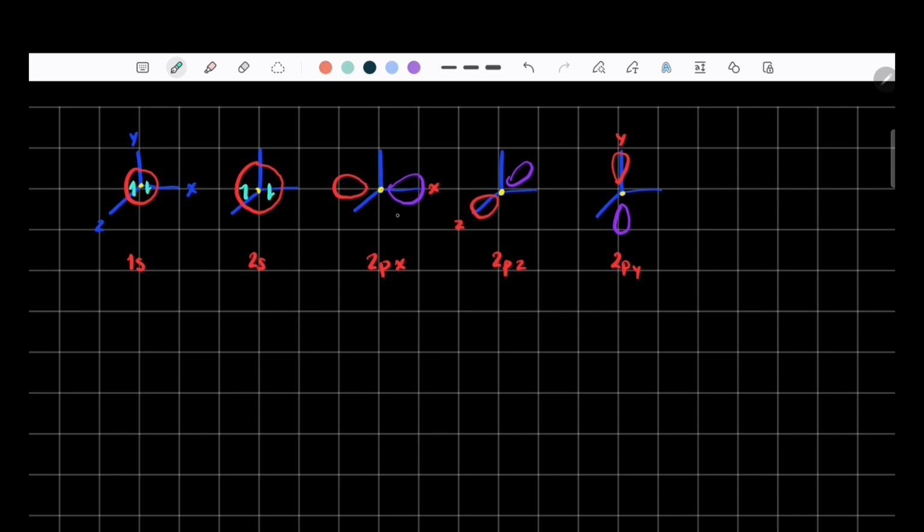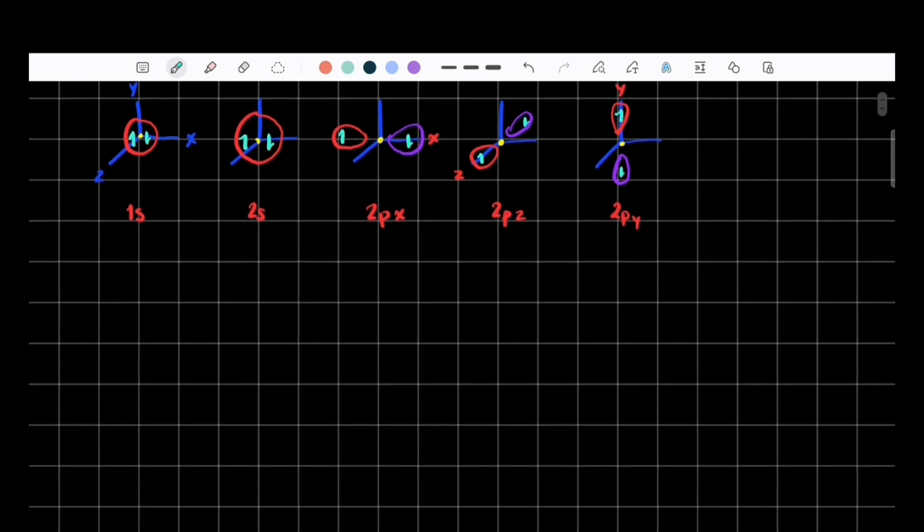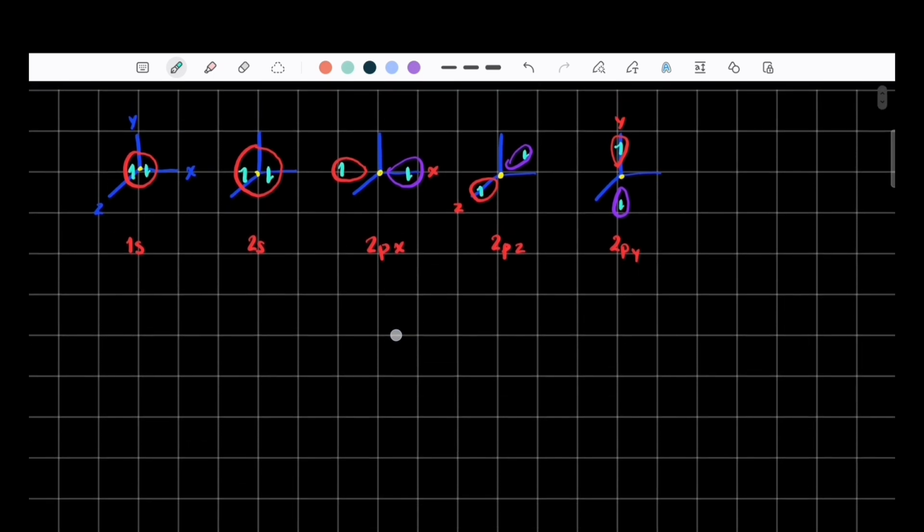In our p orbitals, remember, this is one lobe and this is the other lobe. They are the same orbital. So 1 electron goes in each lobe. Same with this one, and same with this one. So a maximum of 2 electrons can fit into 1 orbital.